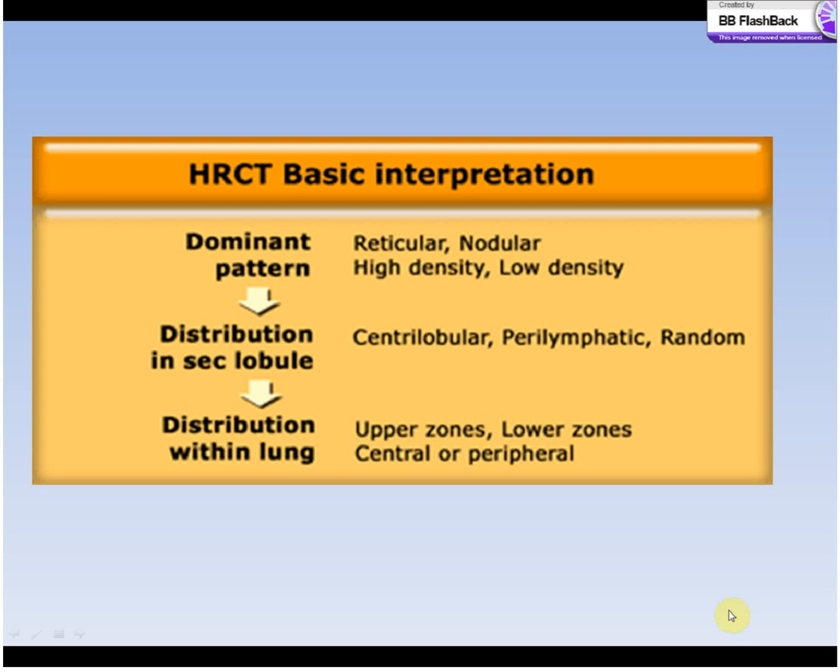So moving to a CT chest, the first thing we should do is assess for the dominant pattern. Is it reticular, nodular, high or low density? The second step, as outlined a moment ago, is where in the secondary lobule the pathology is occurring. And thirdly, the distribution within the total lung. Is it upper or lower, central or peripheral? And we're going to take our steps, starting with this one, all the way down to this today.